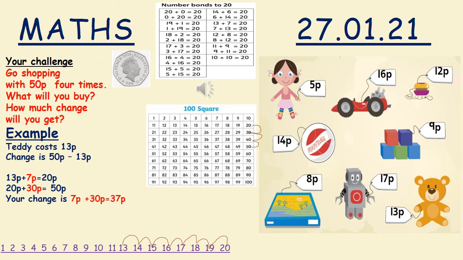So you can go shopping 4 times. You may choose to buy a toy car. You may choose to buy cubes. It depends on what you fancy in the shop. So go shopping 4 times. Set out your work like that. I've got the 100 square on the screen to help you. I've got the number line and I've got the number bonds there for those of you who might need that help. Okay? Enjoy it.